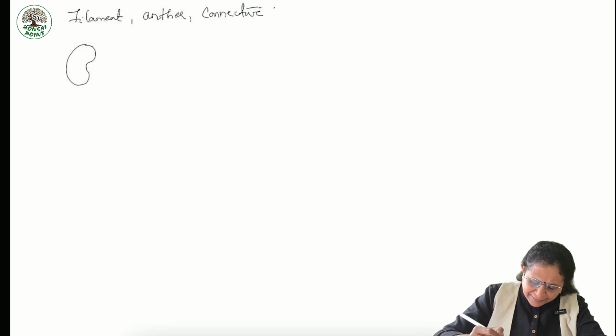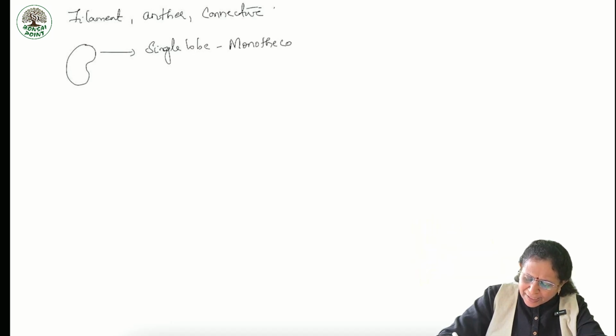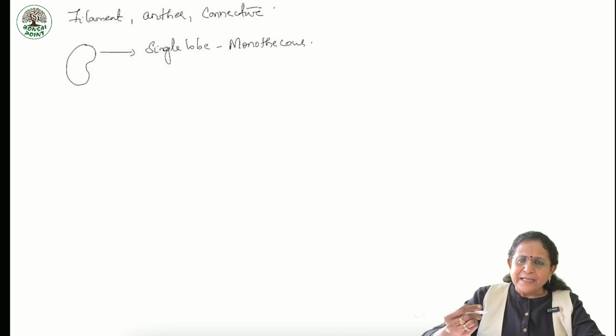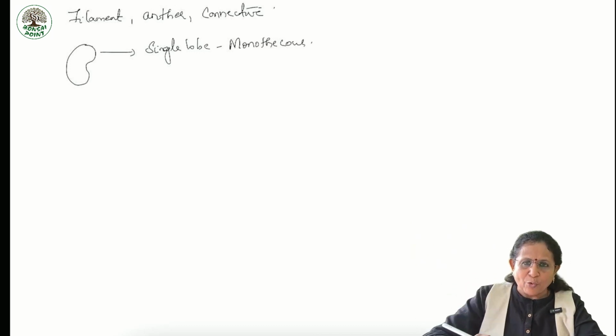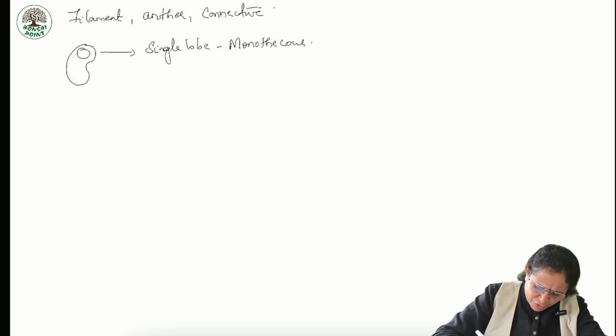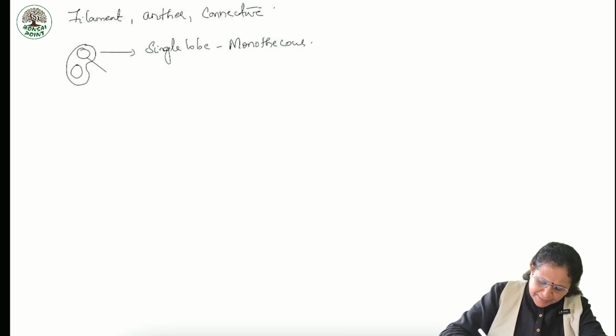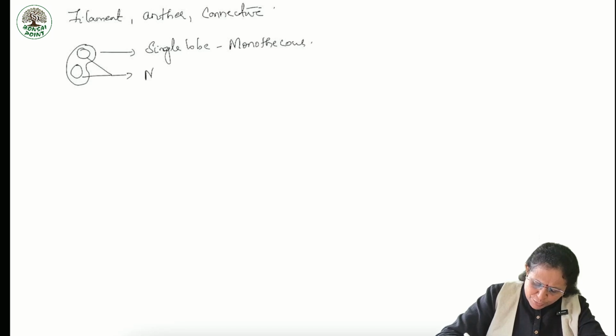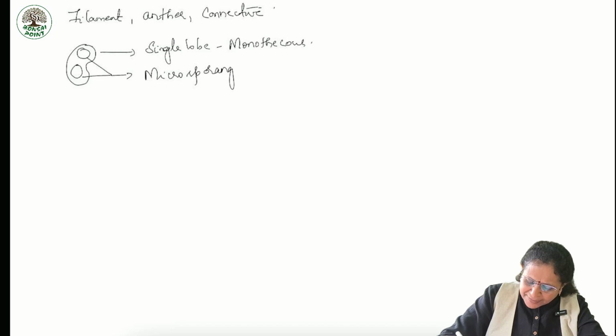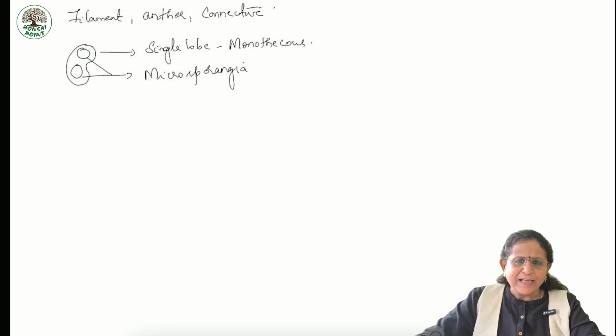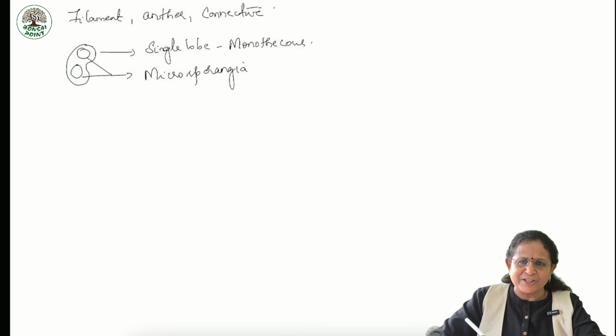Now this anther may be of a single lobe, wherein we call it a monothecous anther. Even if it is single lobe, it has two spherical structures in it. These are called microsporangia. Microsporangia, they are circular, bag-like structures.